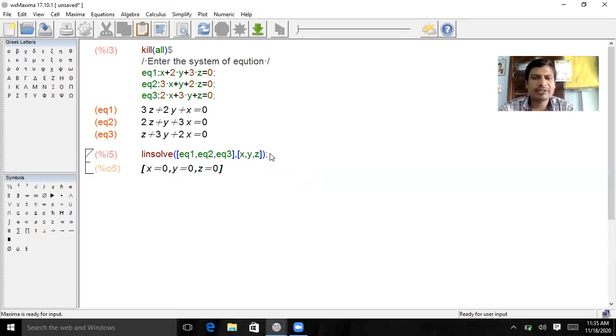Once again, see here. First you take the Kilall header file, and after that enter the system of equations, that is the 3 equations and 3 unknowns. Okay, first equation, second and third equation. After that you use the key command LINSOLV, linsolve, then equation 1, equation 2, and equation 3. After that, the coefficients of x, y, z. This is the number of unknowns. Therefore, finally you press shift enter, and x is equal to 0, y is equal to 0, and z equal to 0. This is your example 1. Okay. This is a homogeneous equation.